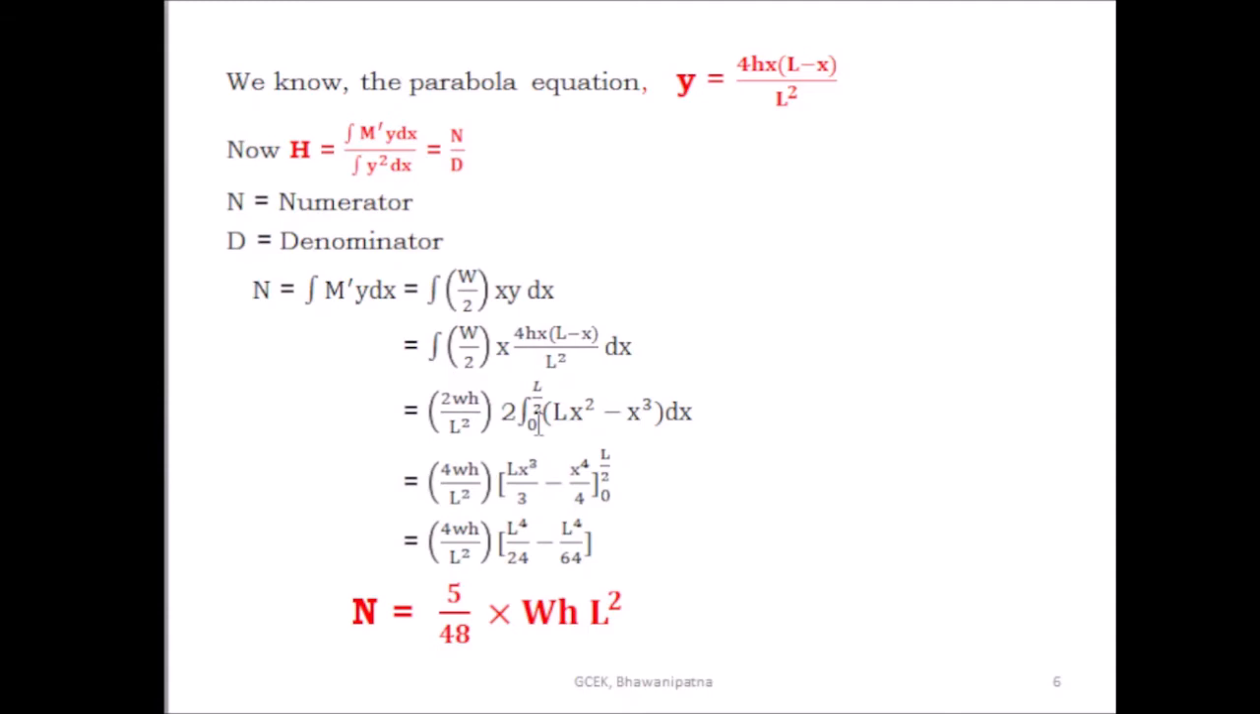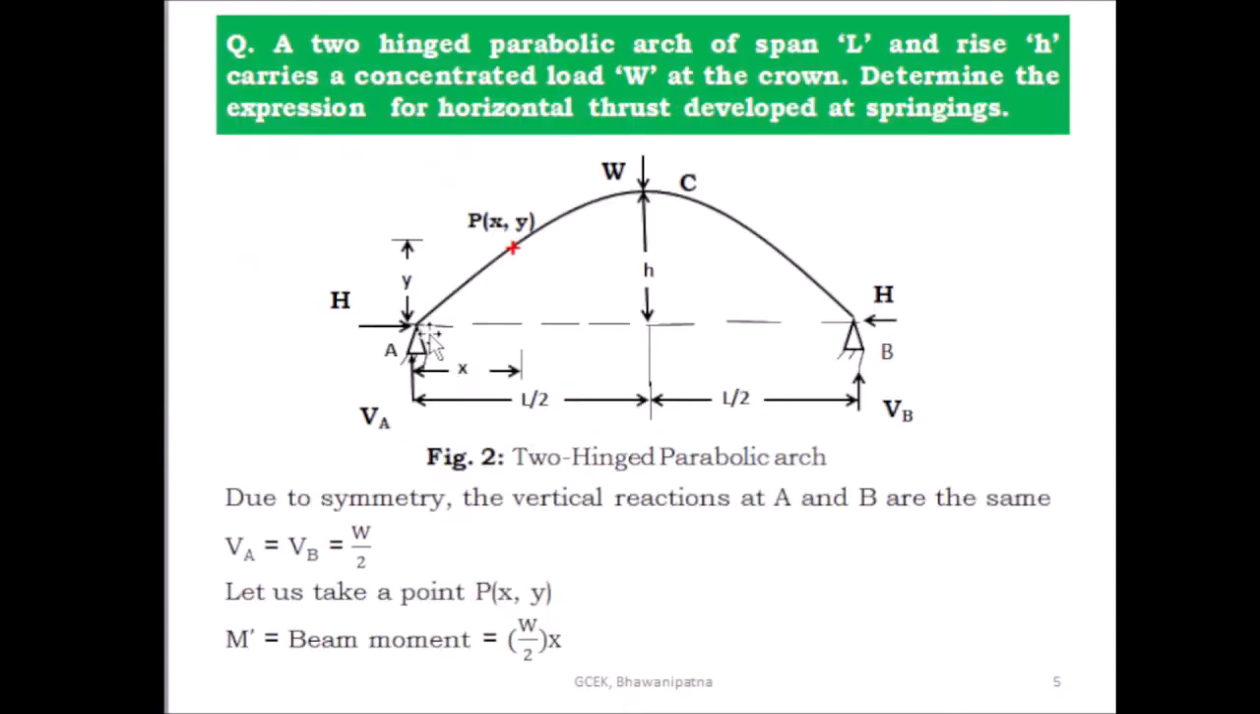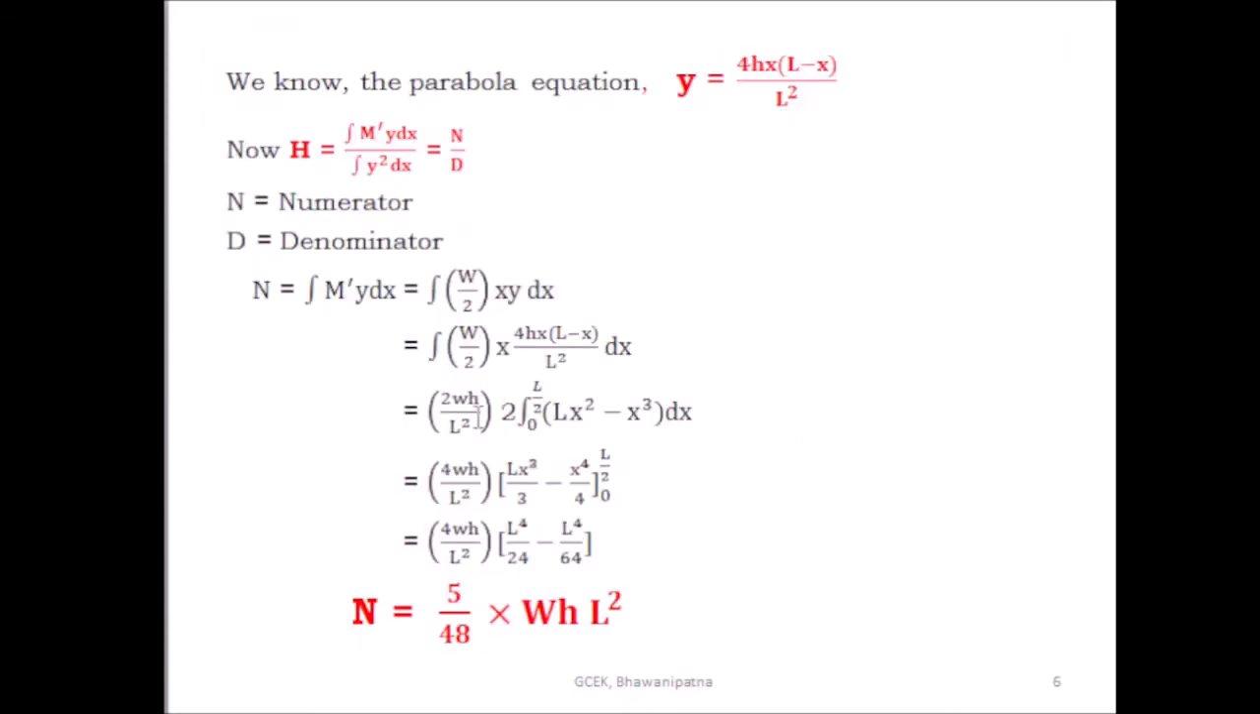Here you have to integrate from 0 to L/2 on this side and 0 to L/2 on this side. When x is 0 here and x is L/2 here, and similarly from the other side, x is 0 here and x is L/2 here. So integrate the expression from 0 to L/2 and multiply by 2 for both sides: 2 ∫ from 0 to L/2 of (Lx² − x³) dx.